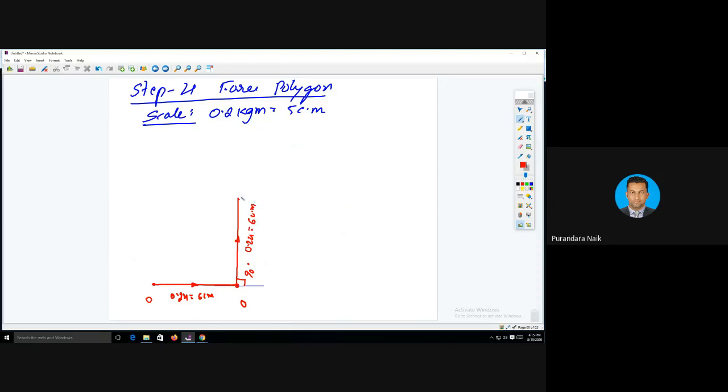B you cannot take because you don't know the angle, you don't know the length. That's why. So this is the reference line. Just take the reference line as the 0 degree line. Now let us consider this is A, this is B. Right? We have reached point B.